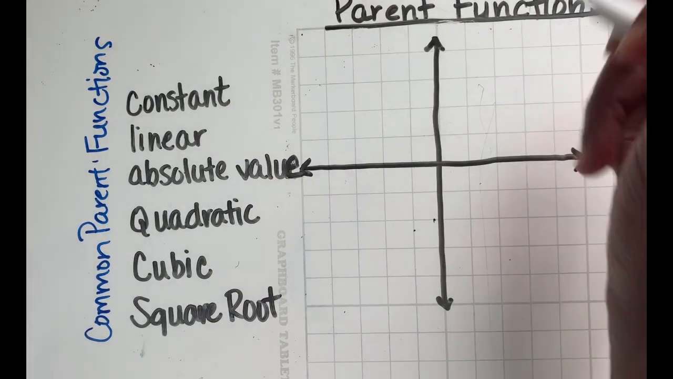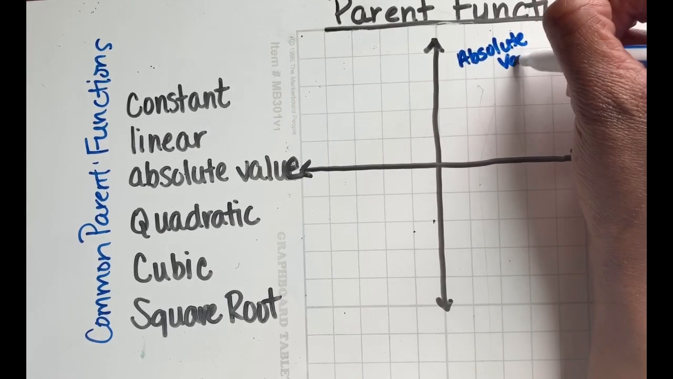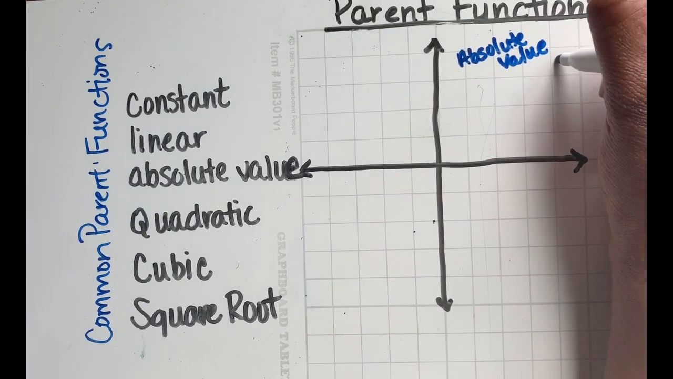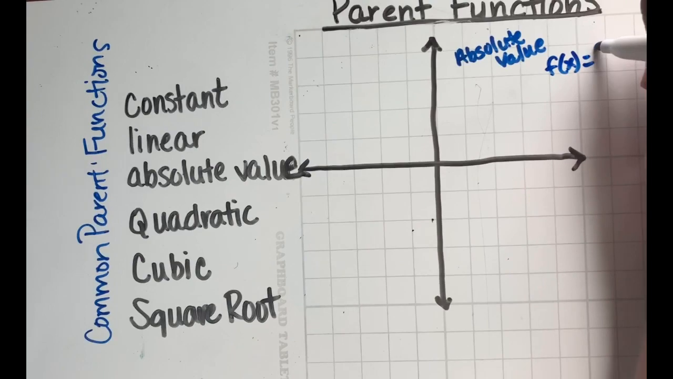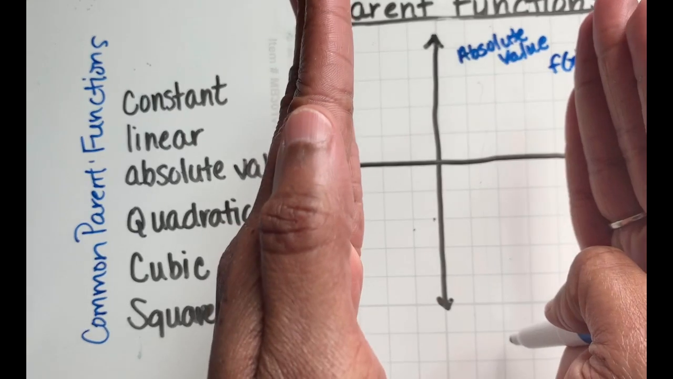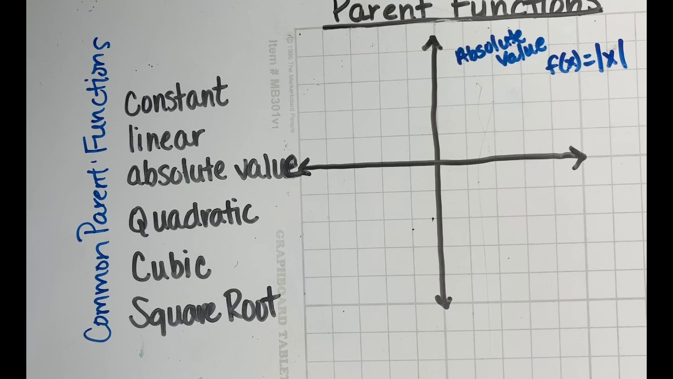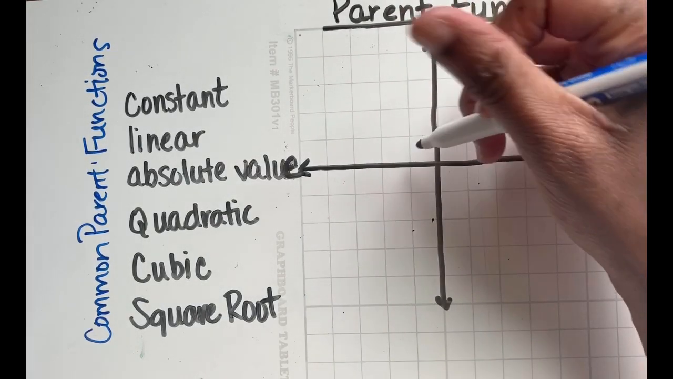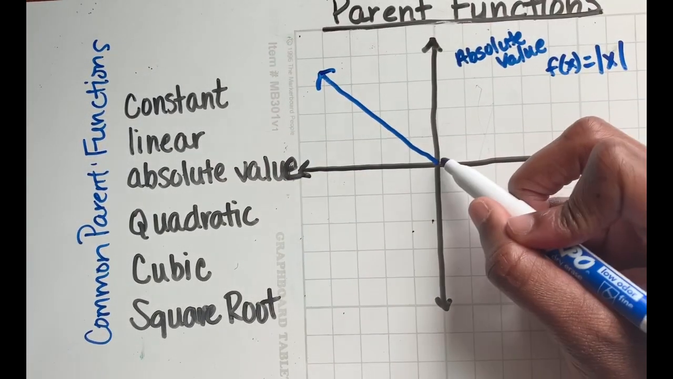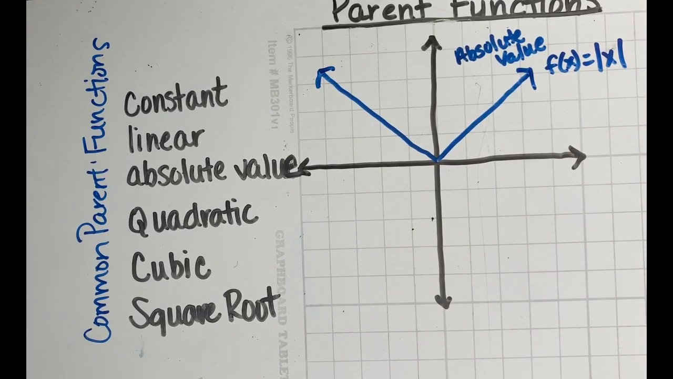Next, we have our absolute value parent function. The equation for this one looks like this: f of x equals the absolute value of x. Remember, absolute value looks like two lines that are parallel to each other. These graphs look like a V shape. I'm going to do my best; again, this isn't perfect, it's just for you to get the idea of what the shape looks like. So it looks like a V.